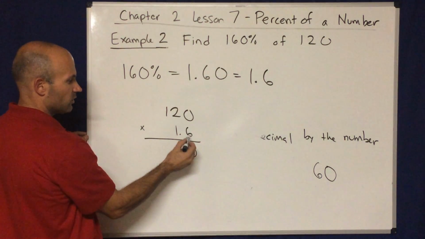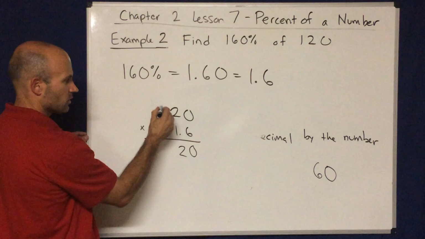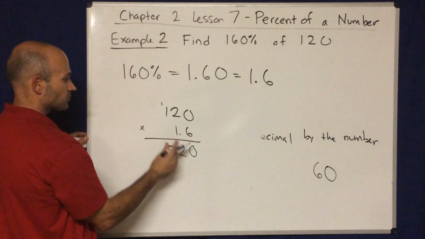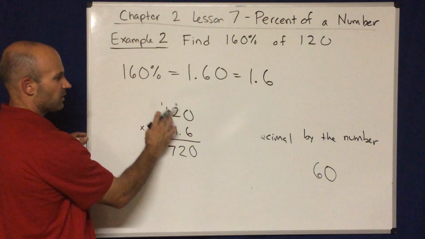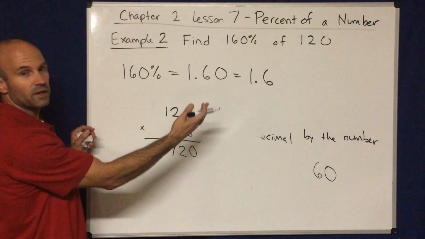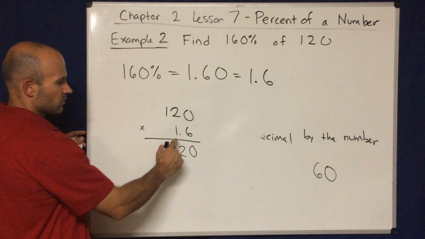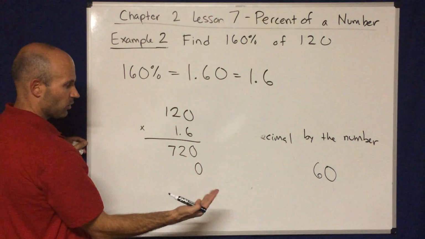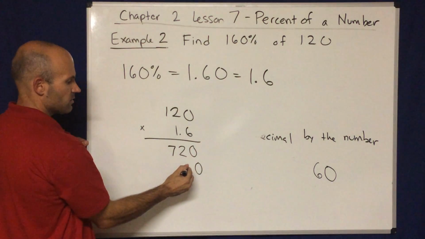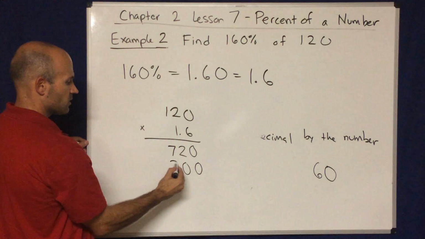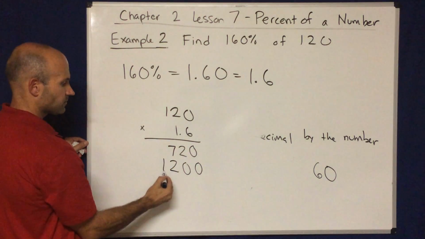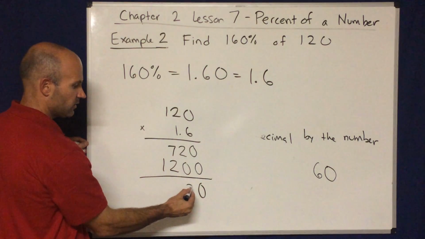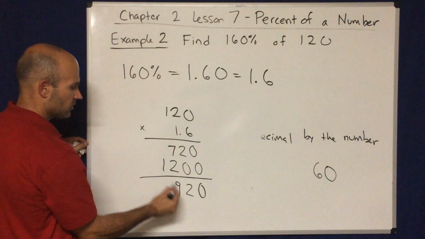6 times 0 is 0, 6 times 2 is 12, so carry that little 1. 6 times 1 is 6, plus 1. I've finished with the 6. I'm going to get rid of this little 1 so I don't get confused when I do the next round of multiplication. So I move on to the next round. I add this 0 first, and now I'm ready to multiply. 1 times 0 is 0. 1 times 2 is 2. 1 times 1 is 1. Add 0 plus 0, 2 plus 0, 7 and 2 is 9, and 1.